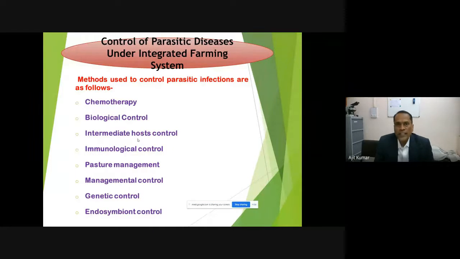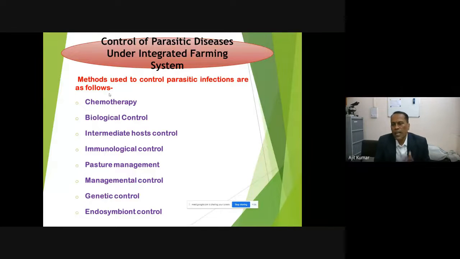Then, how can we control the parasitic infection? How can we control the parasite? There are various methods or techniques by using which we can control parasitic infection. First is chemotherapy. Various chemical compounds or drugs are the most important weapons and effective control measures against the different parasitic infections. Then various organisms are also used as biological control to control the parasite or their vector. Then intermediate host control. As you know, various organisms like snails and ectoparasites like fleas and ticks act as vectors for the transmission or to complete the life cycle of various parasites.